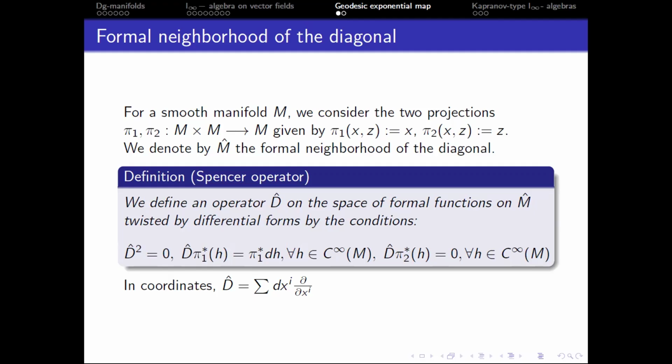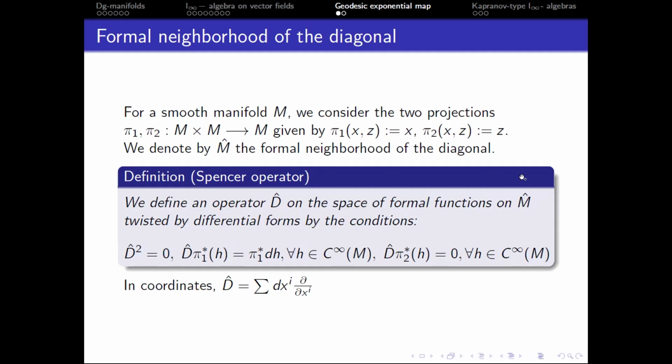So now suppose I take a smooth manifold M, and I consider this product, M times M. I have these two projections. If I write x, z as coordinates in the product manifold, then I define pi1 as the projection onto the first coordinate, and pi2 as the projection onto the second coordinate. And now we are going to use this notation. We denote by m hat the formal neighborhood of the diagonal.